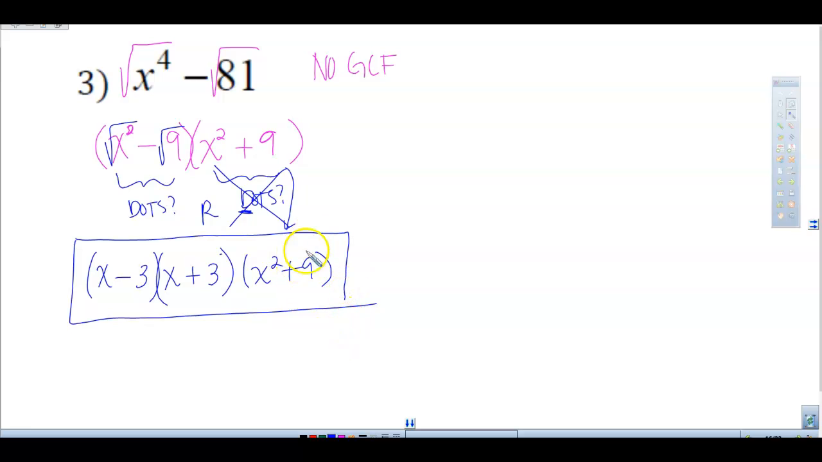Okay? And your answer can vary from how you write it. As long as you have all 3 binomials, you're fine. Like you can put x squared plus 9 first, then you can do x plus 3, x minus 3. That doesn't matter so long as you have all 3 of them.